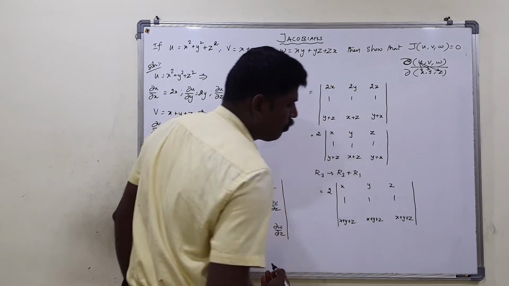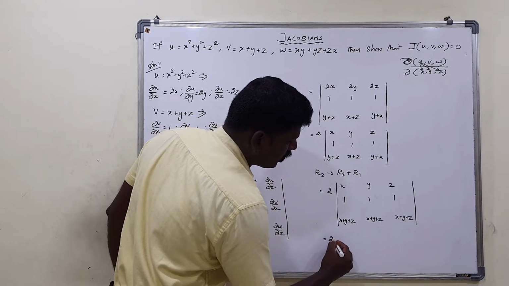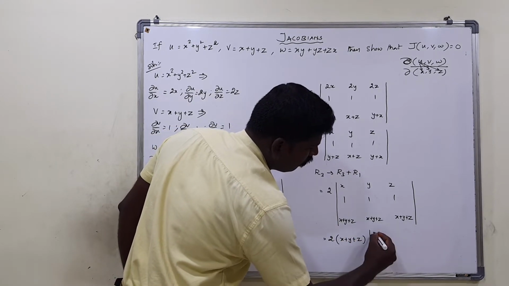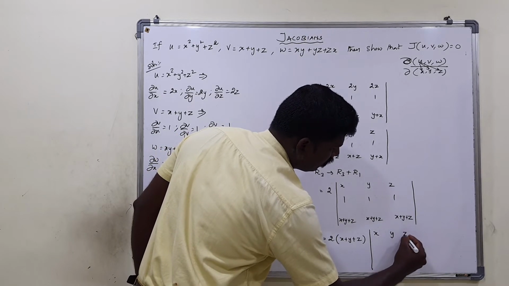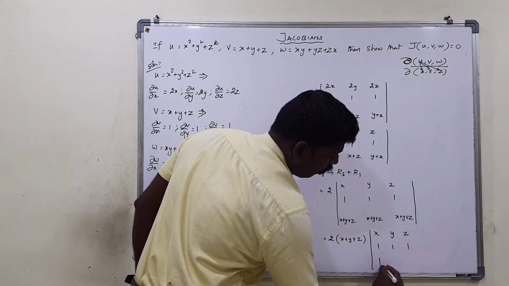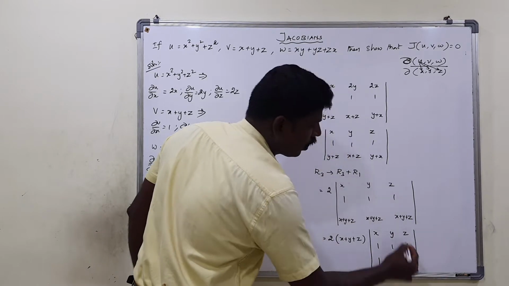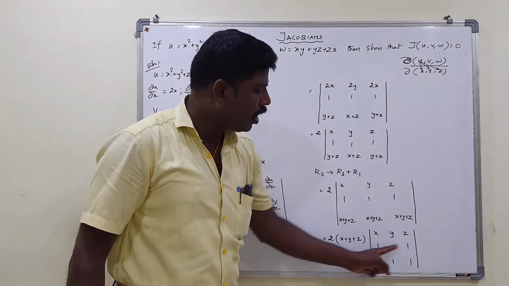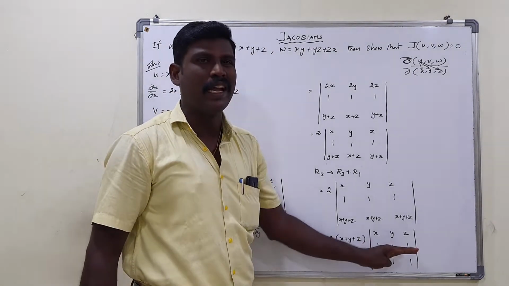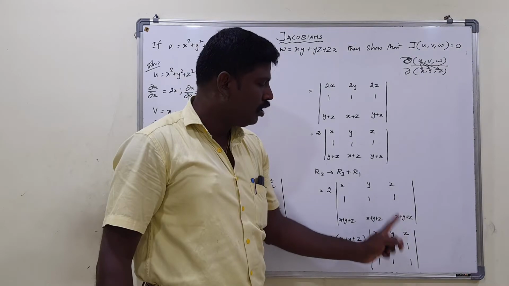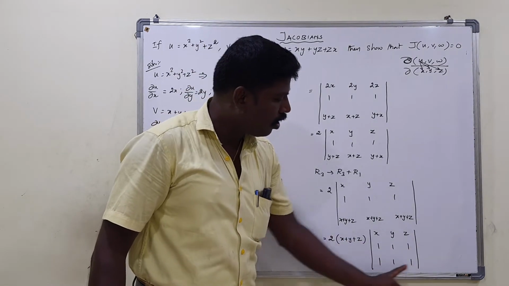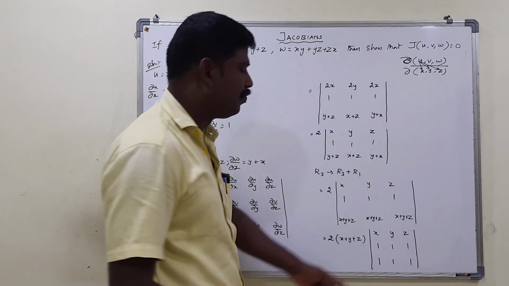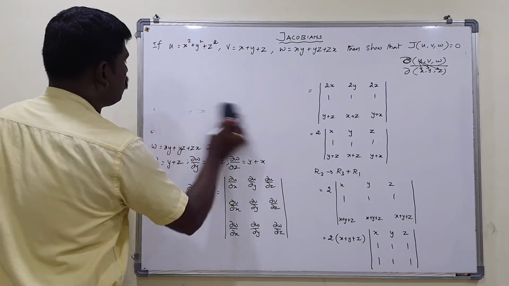Now again x plus y plus z is common, so we can take it out of the determinant. What you get? x, y, z, 1, 1, 1, 1, 1, 1. Isn't it? What can we say about this determinant? The value of this determinant becomes 0. Why? Because R2 and R3 are identical. If two rows are identical, then the determinant value becomes 0. So here R2 and R3 are identical, that means same, isn't it? Therefore, the value of the determinant becomes 0. Right?